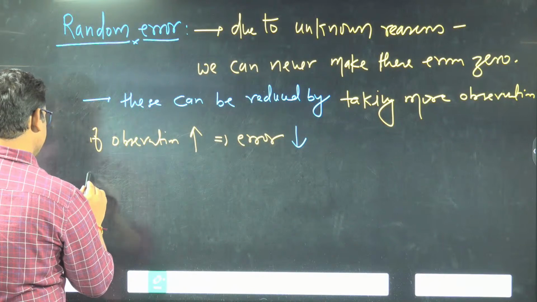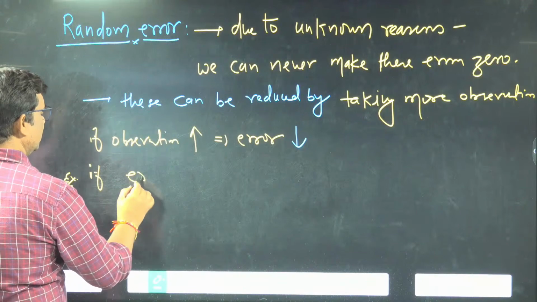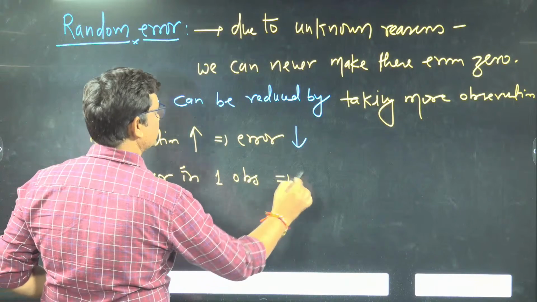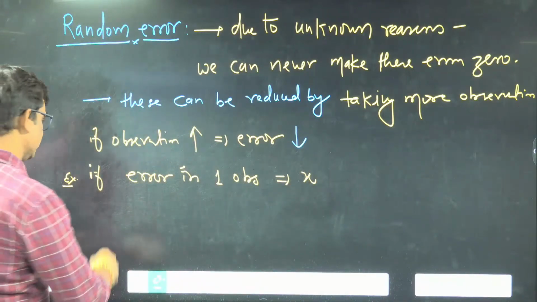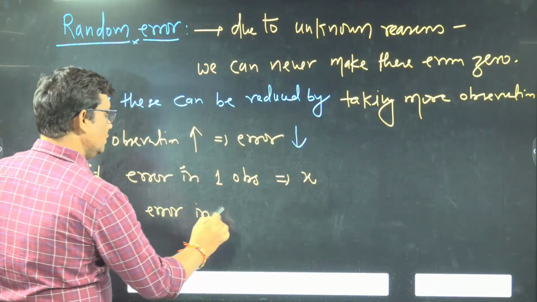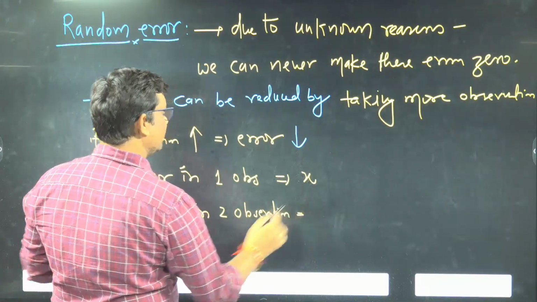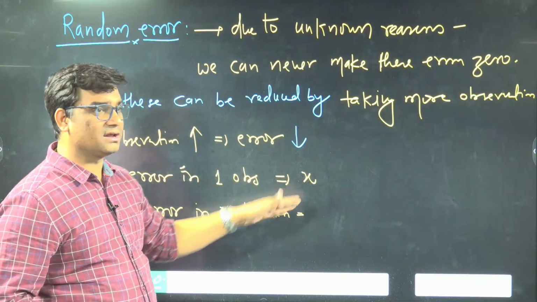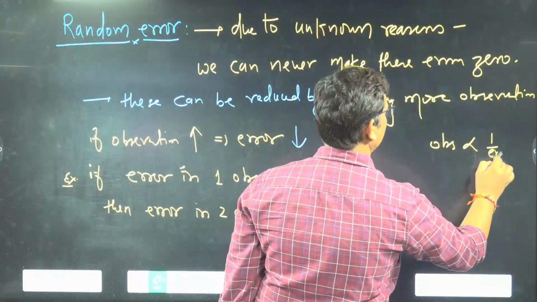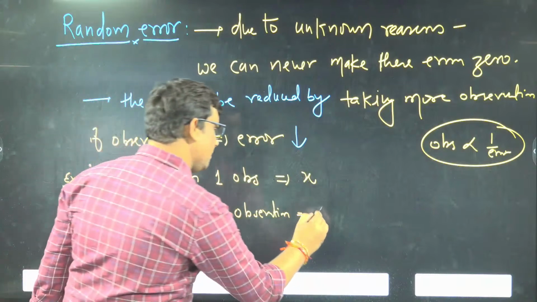Like I take an example: if error in one observation is x, then error in two observations, the observation is doubled, and you know the relation is inverse. Observation doubles, error will become half, because observation is proportional to 1 by error. So here observation doubles, error will become half.